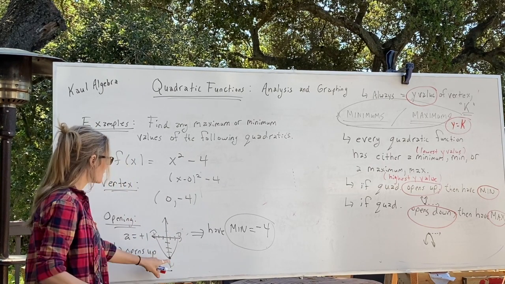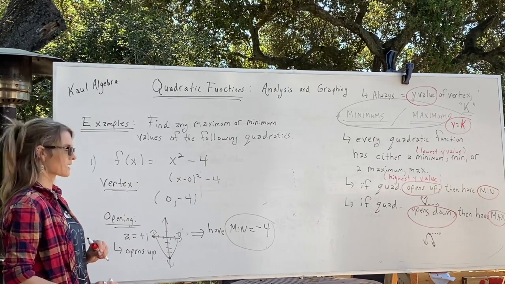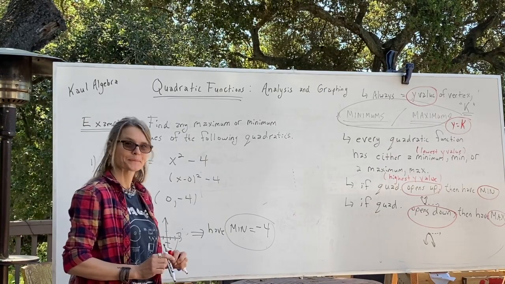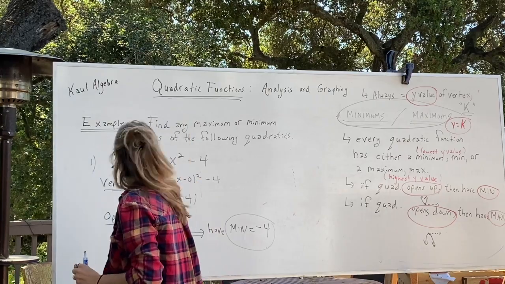So that would be the lowest point of this quadratic. I have a minimum that's negative 4. One more example.